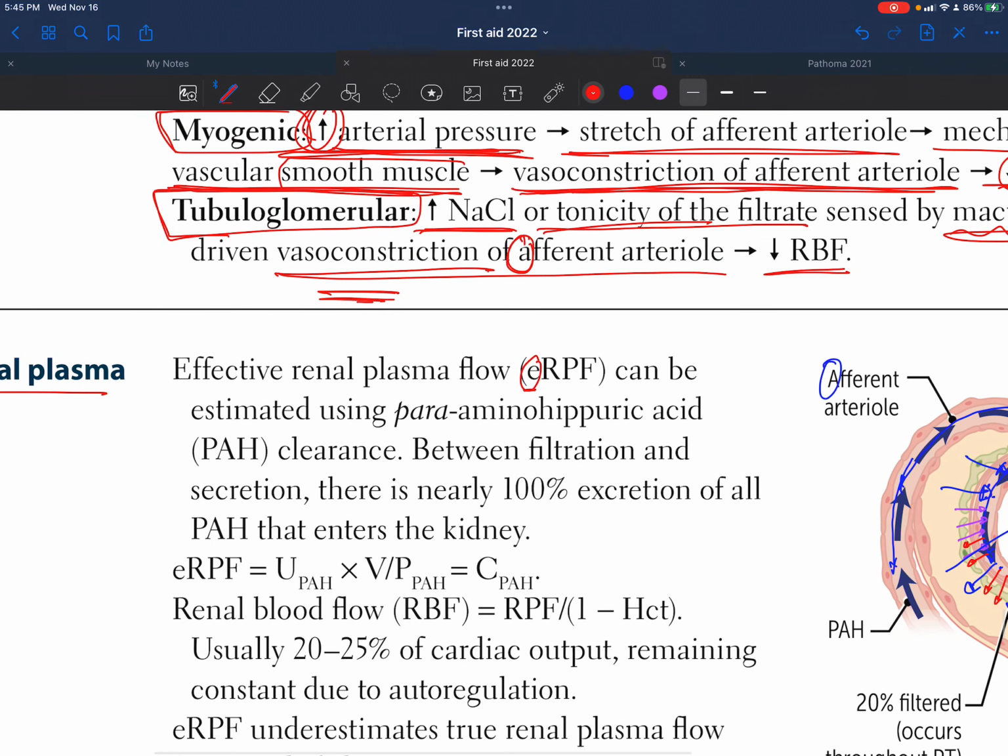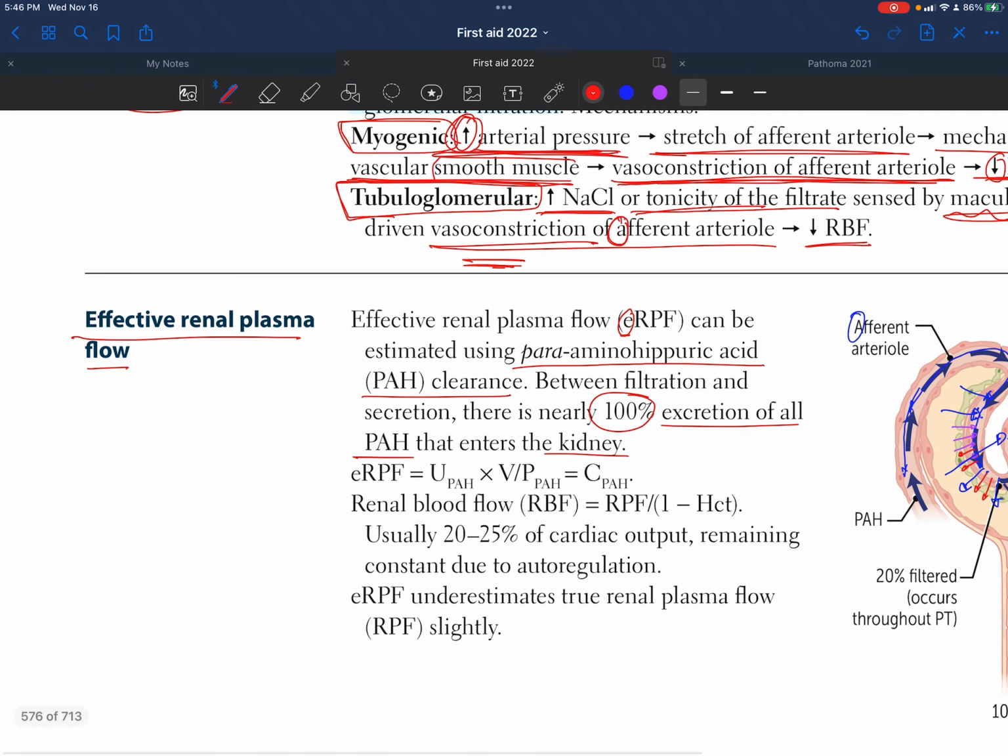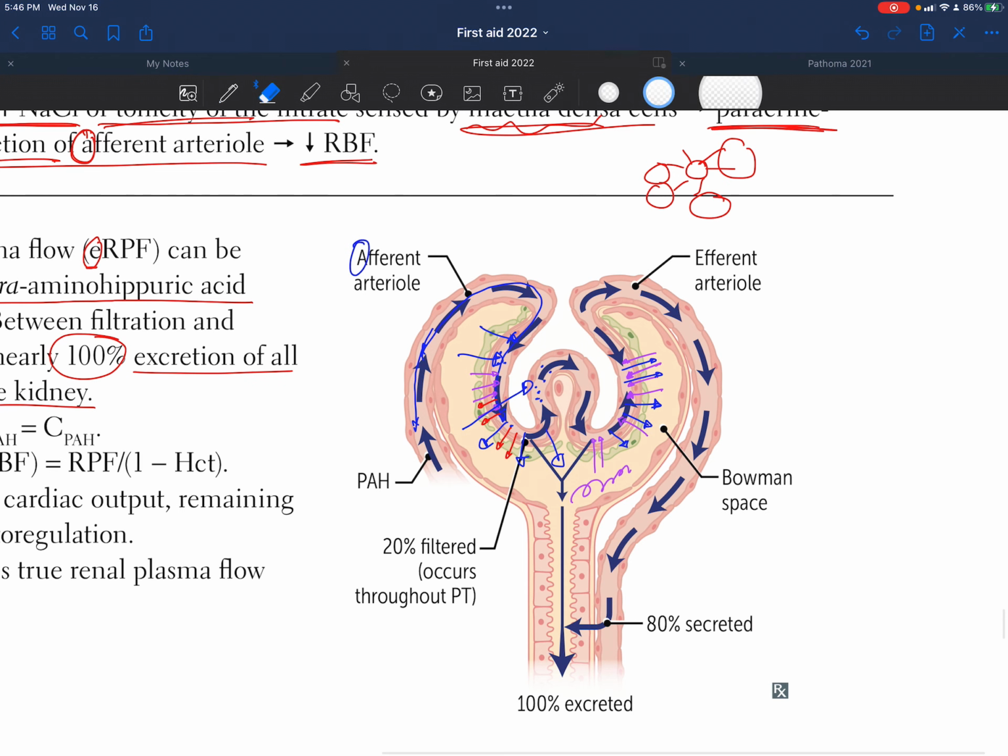And then for effective renal plasma flow, it's a small e at the start. That's how we know it's an effective renal plasma flow. It can be estimated using the para-aminohippuric acid clearance, because between filtration and secretion, there is nearly 100% excretion of all para-aminohippuric acid that enters the kidneys. Okay, so we know that, well, it's quite obvious over here.